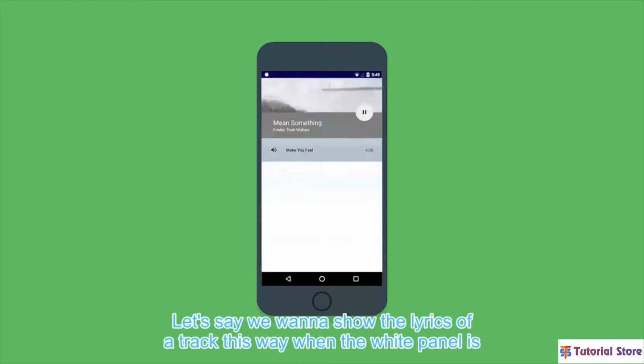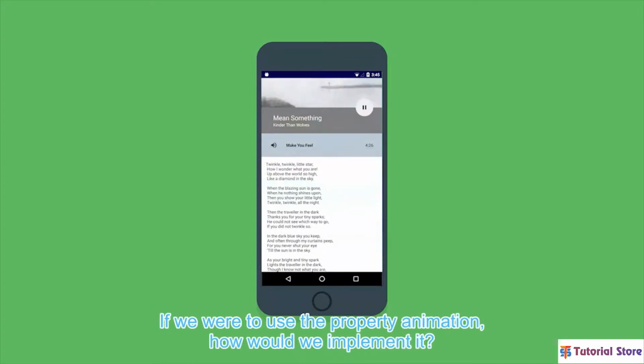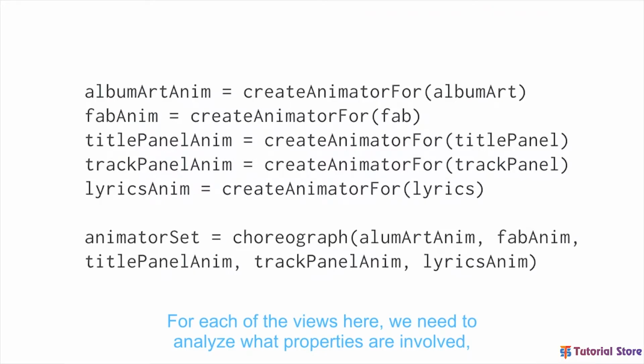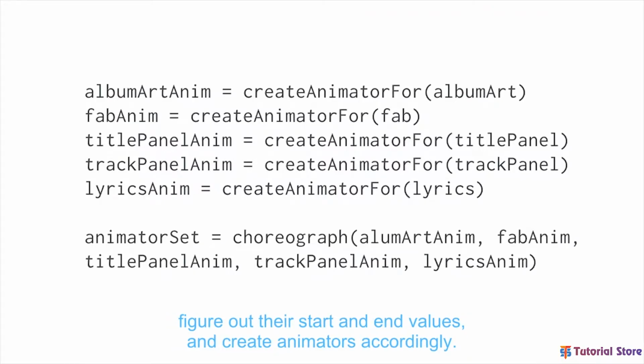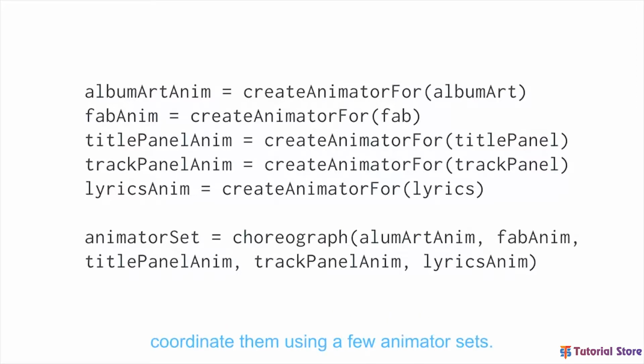Let's say we want to show the lyrics of a track this way when the white panel is tapped. If we were to use the property animation, how would we implement it? For each of the views here, we need to analyze what properties are involved, figure out their start and end values, and create animators accordingly. We would need to do that for 5 animators and coordinate them using a few animator sets. This sounds like quite a bit of grunt work.